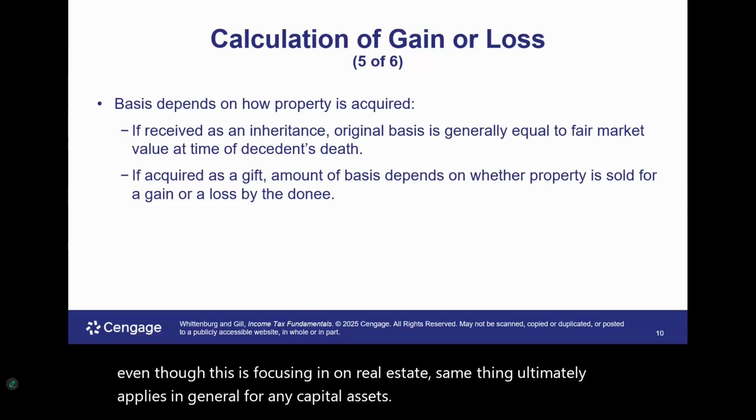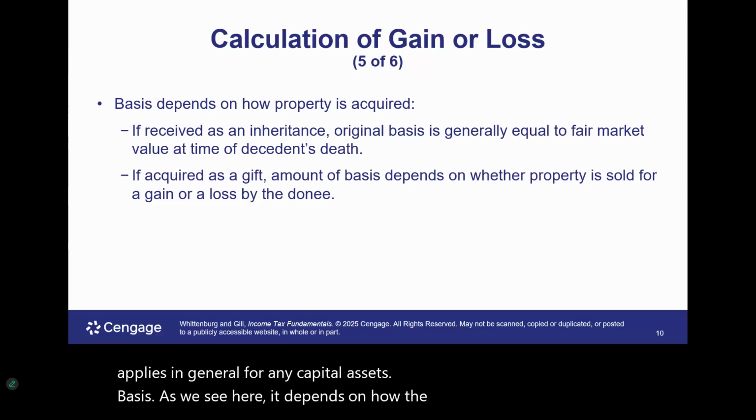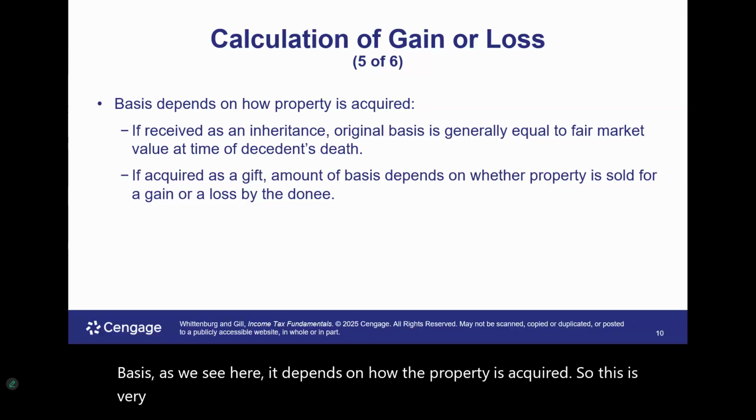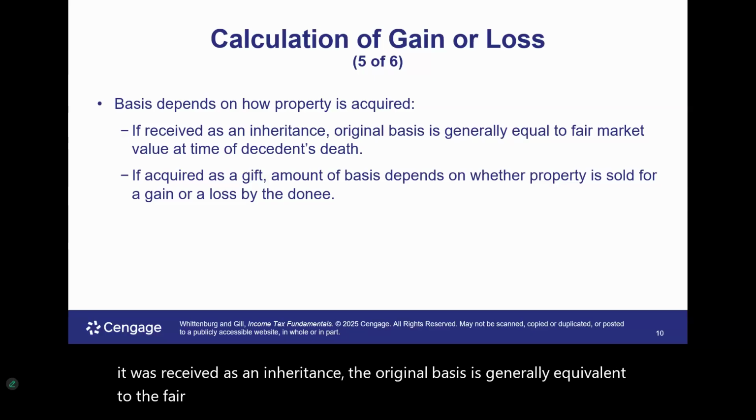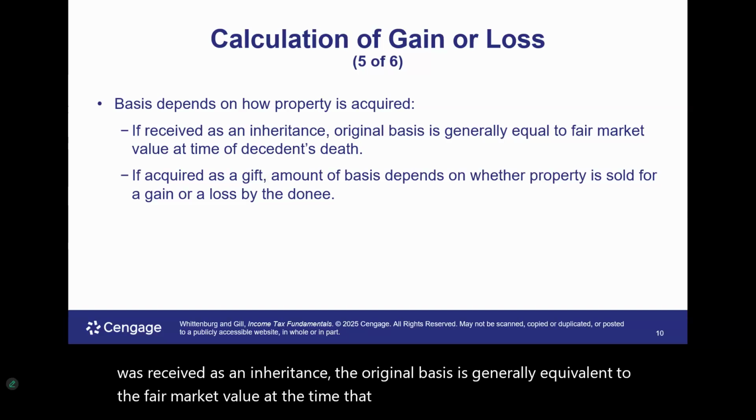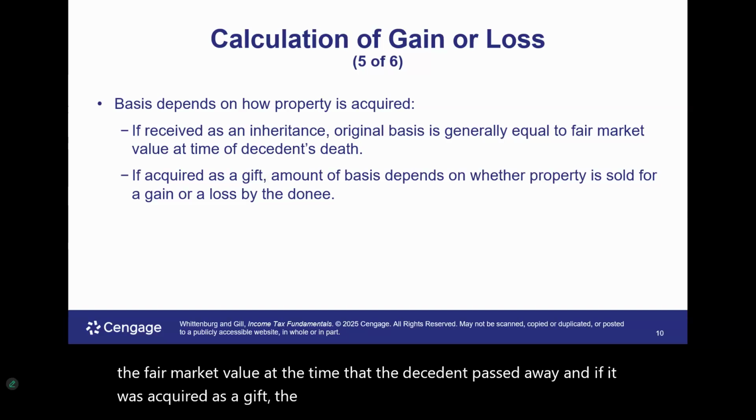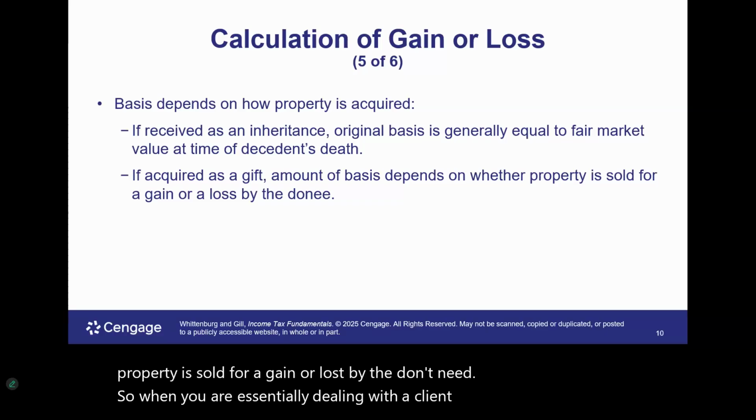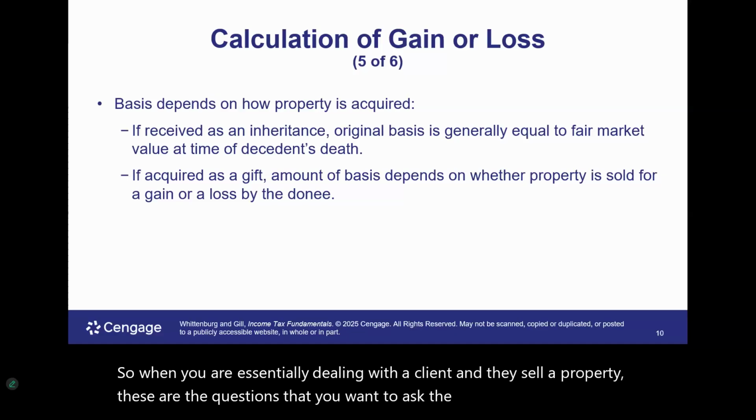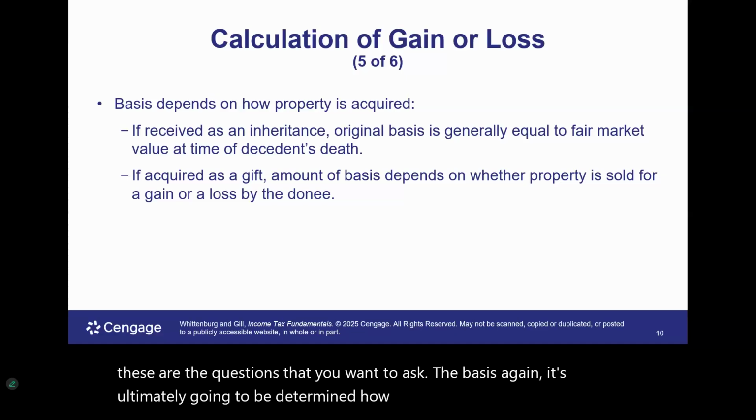Basis, as we see here, depends on how the property is acquired. So this is very, very important. So basis, again, how was the property acquired? If it was received as an inheritance, the original basis is generally equivalent to the fair market value at the time that the decedent passed away. And if it was acquired as a gift, the amount of basis depends on whether the property is sold for a gain or loss by the donee. So when you are dealing with a client and they sell a property, these are the questions that you want to ask. The basis, again, is ultimately going to be determined by how they acquired the property.